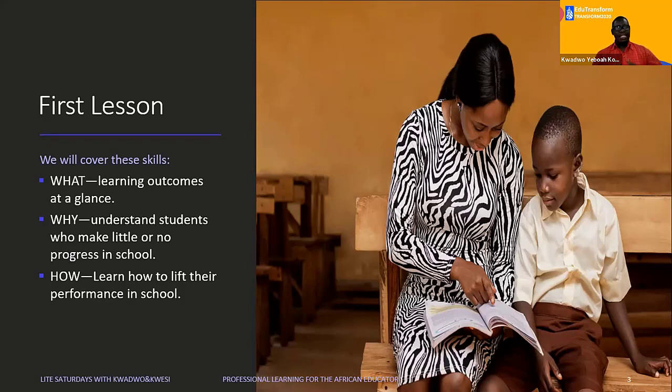So, Kwesi, let's start with learning outcomes. What do we know about learning outcomes in our educational system? All right. Thank you very much, Kwadwo, for that question. I'll refer to the World Development Report 2018 by the World Bank, in which they talk about realizing education's promise. And they clearly distinguish between schooling and learning.